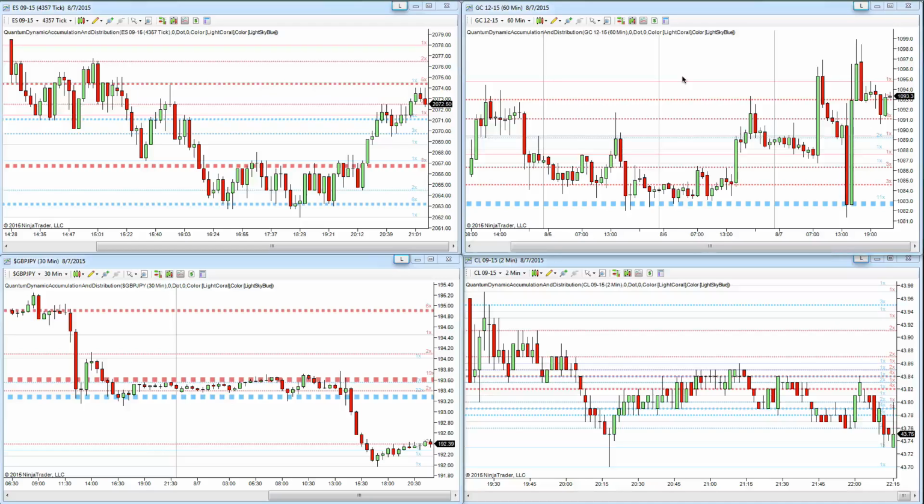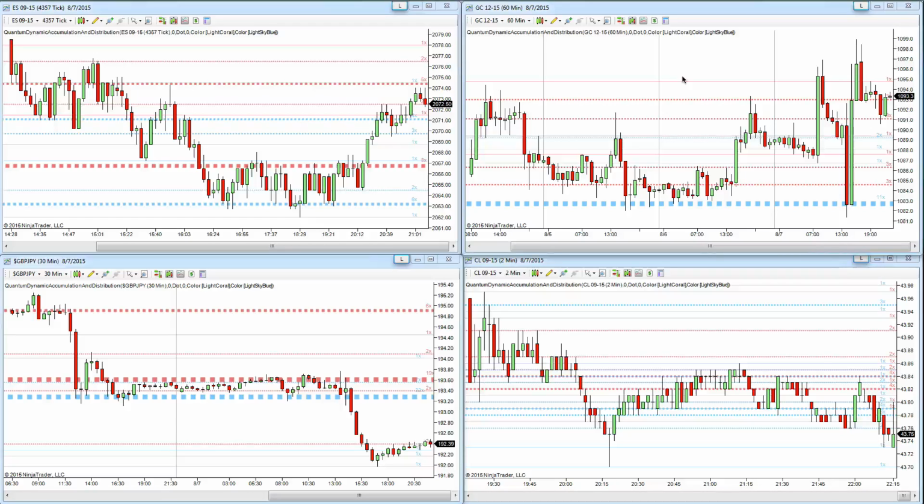The quantum dynamic accumulation and distribution indicator is the only dynamic indicator in the world which displays these two things simultaneously. First, it displays the regions of accumulation and distribution, and from that, the associated price levels of support and resistance, and paints them accordingly. Blue for accumulation regions and red for distribution.